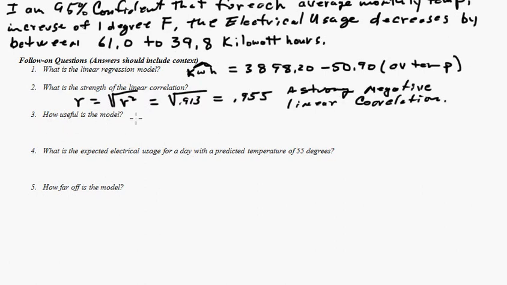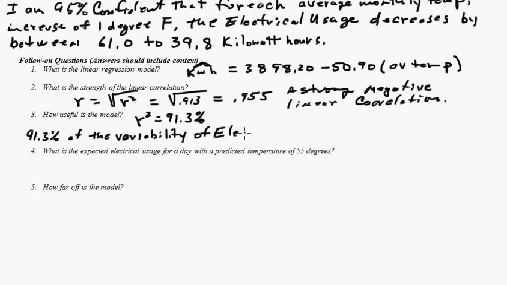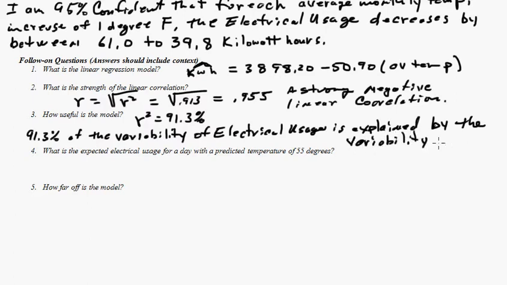So how useful is the model? Well, that's R squared. If R squared is 91.3%, then we would say that 91.3% of the variability of electrical usage is explained by the variability in average monthly temperature.